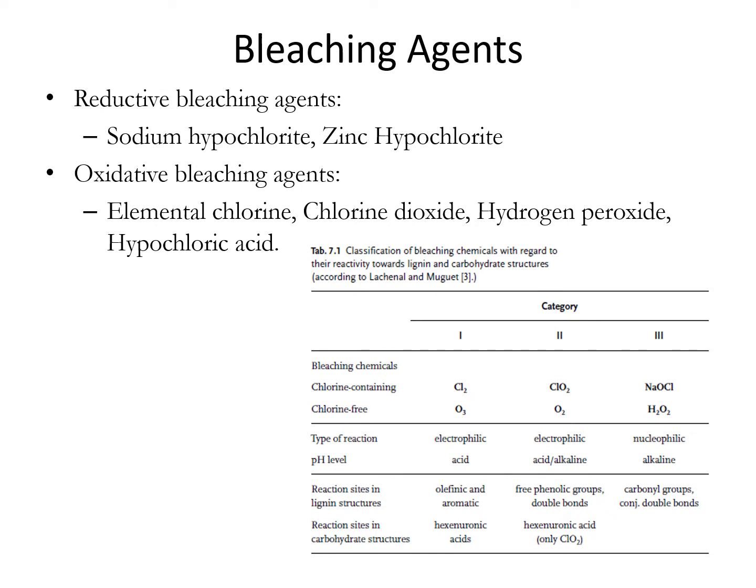Like Cl2 and O3 give you an acidic reaction, like pH acidic. For ClO2 and O2, acidic plus alkaline can be possible. For NaOCl, H2O2, alkaline. Okay, and the reaction site in the lignin structure is also defined in the table. You can check.